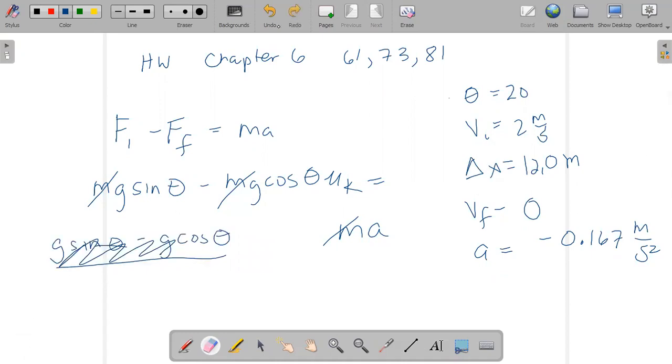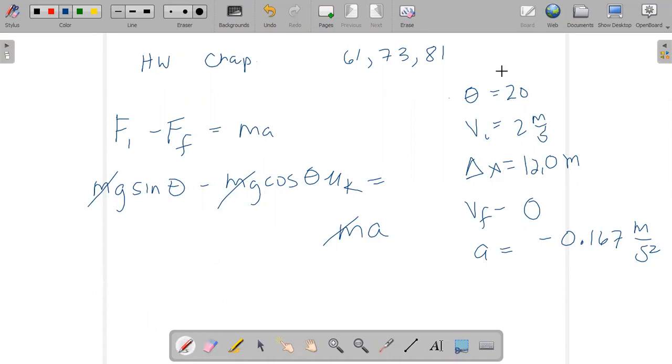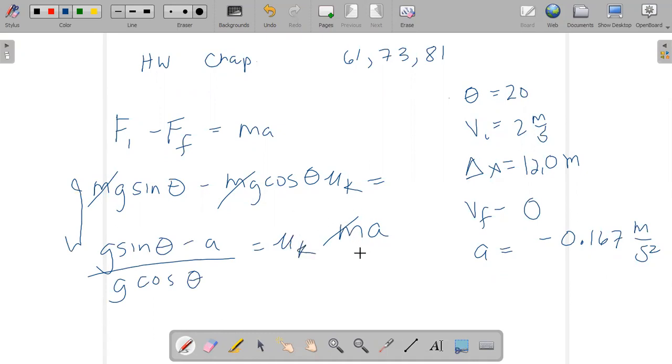So I'm going to switch this with that. So I'm going to go, g sine theta minus A divided by g cos theta equals mu k. And then if you do all the math and substitute the values, which you should do, you're going to find mu k is 0.382. And there are no units on the coefficient of friction. All right, very nice. That was chapter 6.